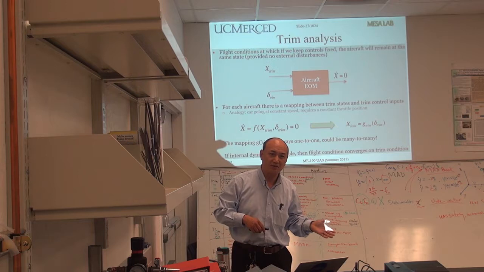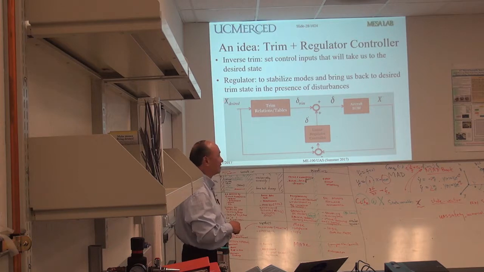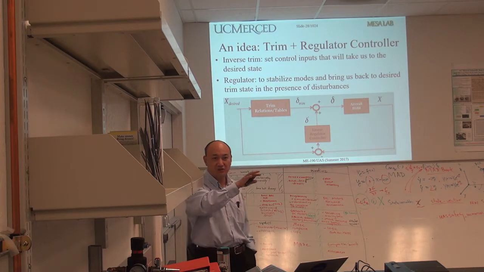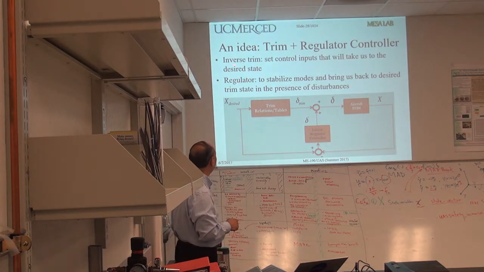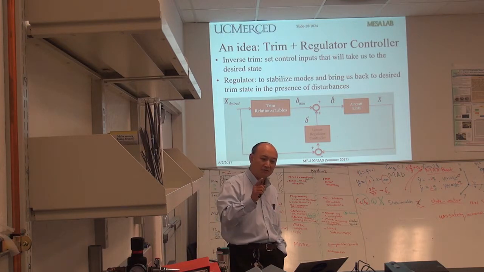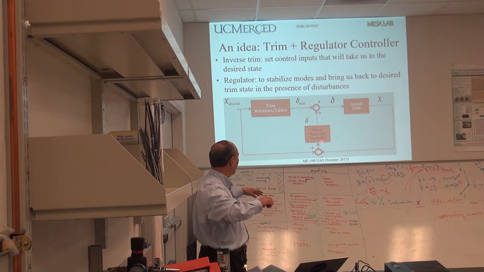It's just like cruise control. So the idea is you give a desired state you want to move to. We're going to see some examples later on, like longitudinal trim or lateral trim. This is called the inverse trim idea. You set control inputs such that it will take it to the desired state. Going through the trim table relationship, now I know what my angles are for those control surfaces. Then I apply those to my aircraft, and I produce x.